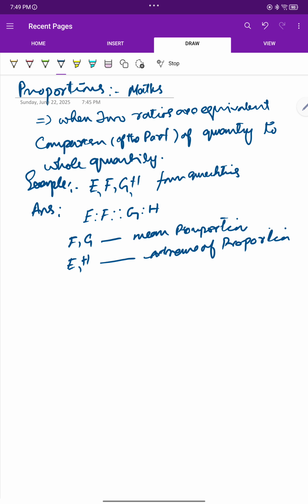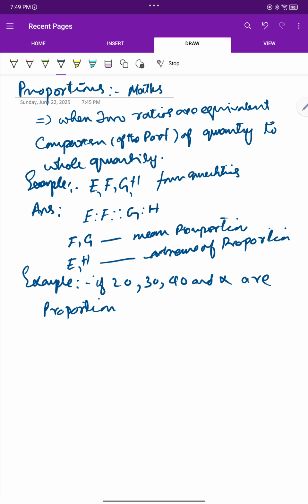So here is another example, which comes in the exam. Listen carefully. If you are given three quantities and you have to find the fourth, like 20, 30, and 40, and the unknown is x, and they are in proportion, how are you going to find it? This is the exam question. This is pretty simple.